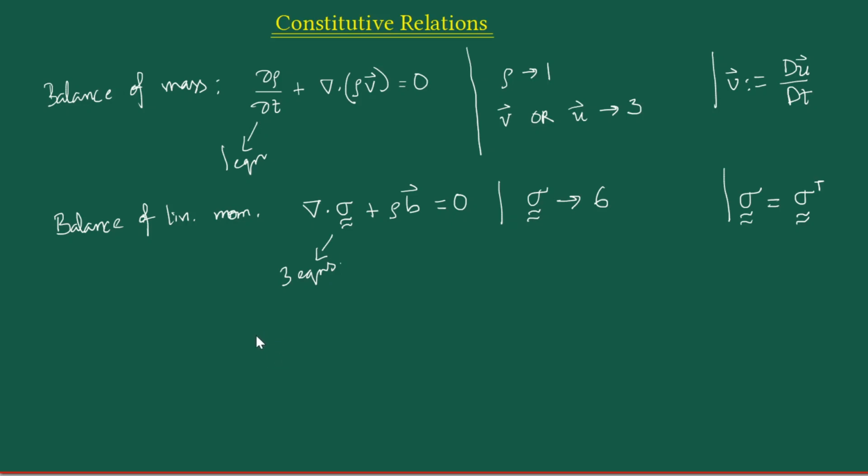Okay, so overall we have 4 equations here, and here we have 10 unknowns. So we have 4 equations, but we have 10 unknowns. So we have a 6 equation discrepancy. So the easy fix is to introduce 6 equations, and we are going to do that through these constitutive relations. But you will see that there is a subtlety involved there.